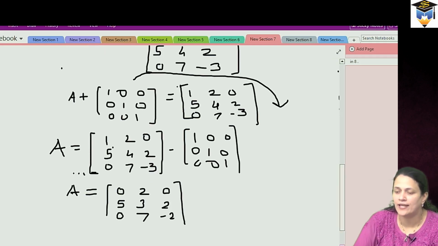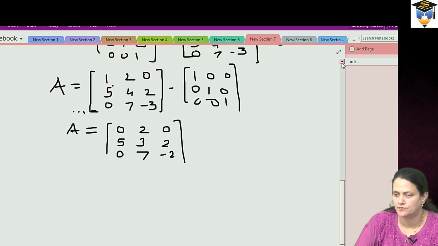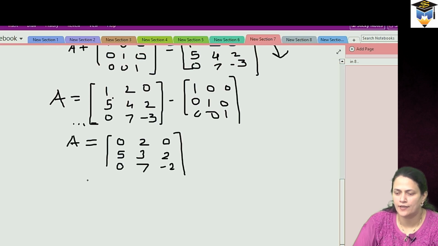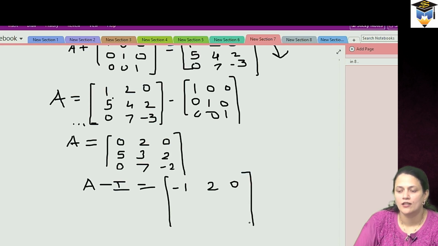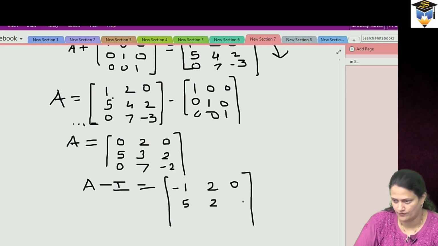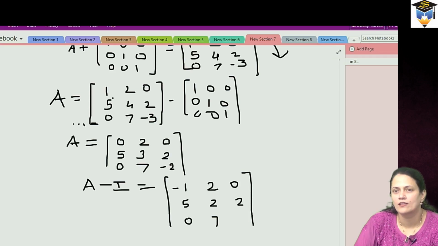Now we are going to find out A minus I. So what will be A minus I now? Again, from A subtract I values. So 0 minus 1 is minus 1. 2 minus 0 is 2. 0 minus 0 is 0. Are you understanding this part? Then 5, 2, 5 2 2. And it is 0 0 1 for this. So 0 minus 0 is 0. Again 7. And this is going to be minus 1. This is minus 2, right?